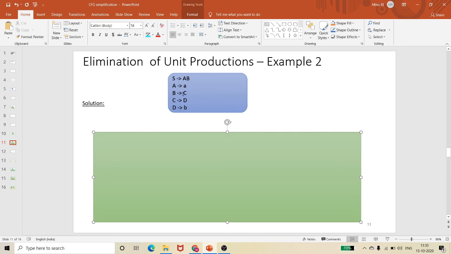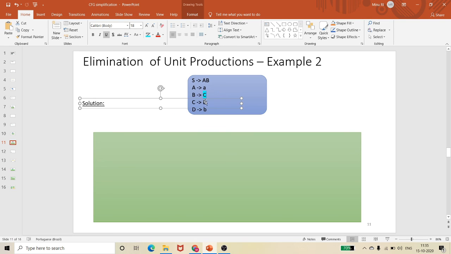Here, the unit productions are: B gives C is a unit production, and C gives D is a unit production. These others are not unit productions because this is a terminal, it is a very legal production. So, these we need to rectify.